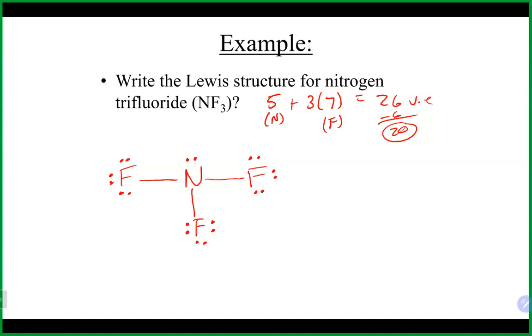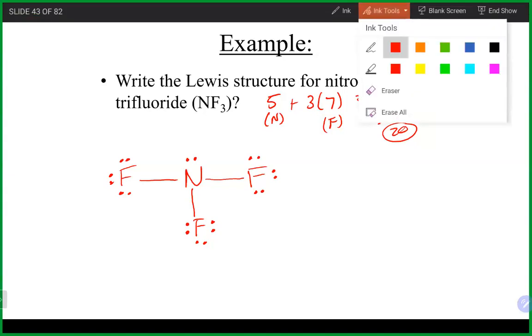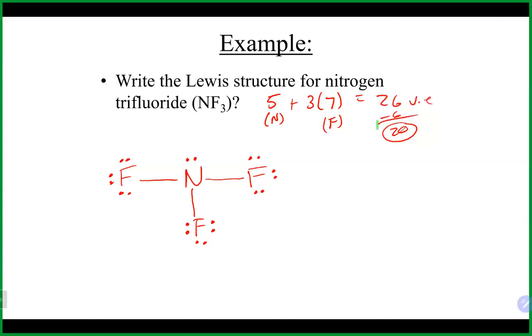The last thing that we want to make sure is everybody has met the octet rule, and that means that everybody pretty much has 8 electrons around it. So we got 2, 4, 6, 8. So he's good. 2, 4, 6, 8. 2, 4, 6, 8, and our nitrogen 2, 4, 6, and 8. So everybody is good. That would be the proper structure there for NF3.